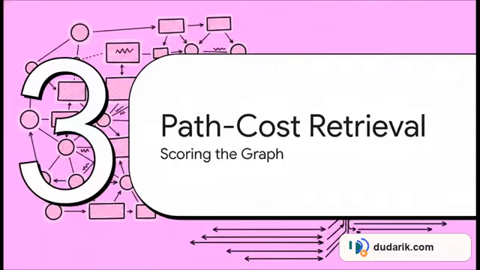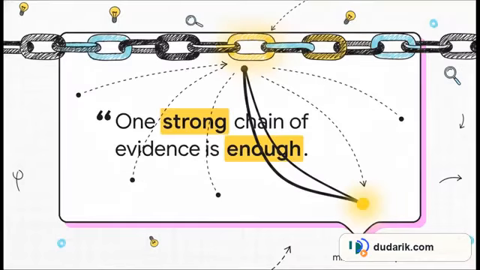Moving on to Section 3, Path Cost Retrieval Explained, or how we actually score this graph. The entire design philosophy of MFlow is pretty much captured in this single quote from the docs. One strong chain of evidence is enough. Think about how human memory works for a second. You don't recall a memory because every single detail points to it. You recall it because one single association triggers the whole thought. MFlow mirrors this exactly. It looks for the minimum cost path to an answer rather than just averaging out the similarity of a bunch of random chunks.